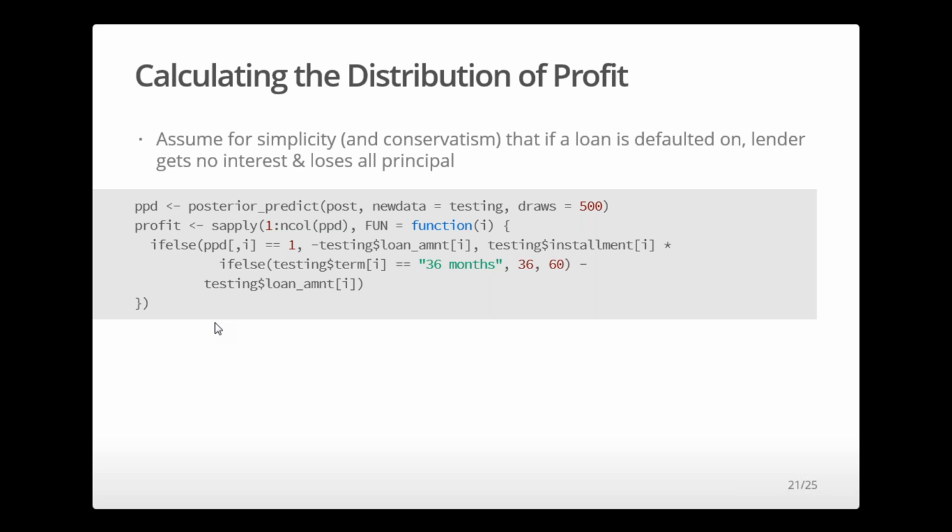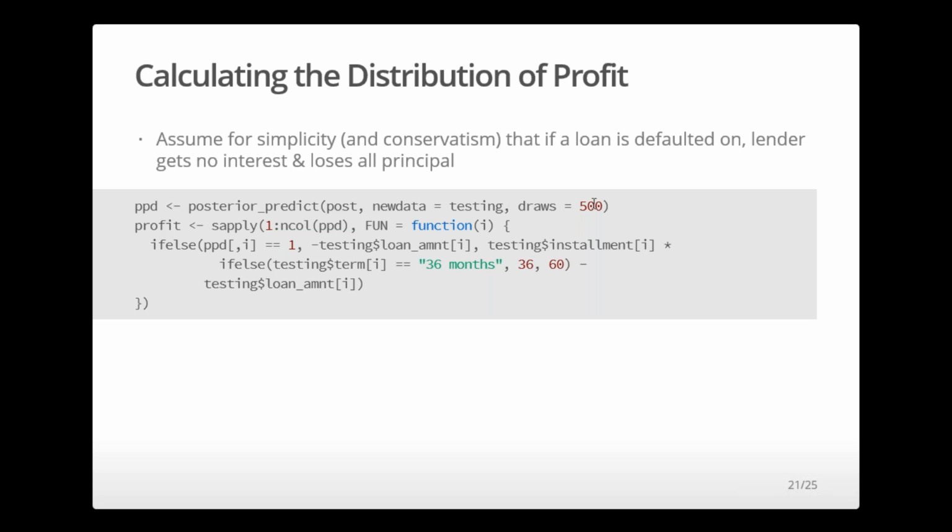Relative to interest rates in the past few years, we want to see how much profit is at issue. We can first call the posterior_predict function, which will get us realizations of what we believe the outcome to be in future data. Here I'm going to pass the testing data set. The model was estimated on the training data set, but you can specify a newdata argument to posterior_predict, and we want to obtain 500 draws from the posterior distribution.